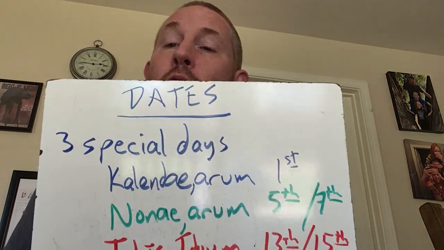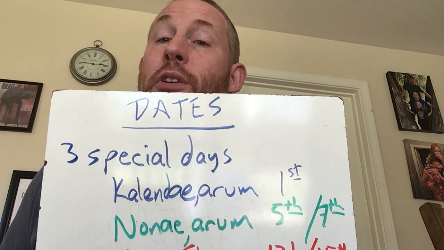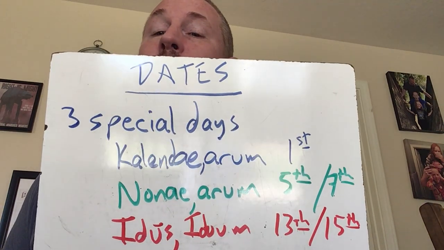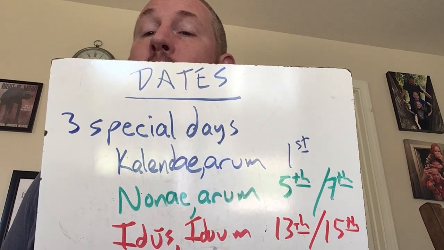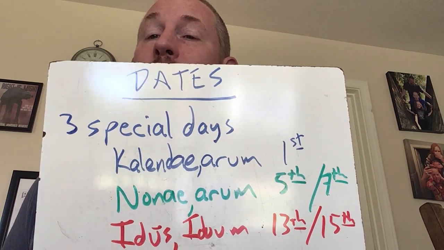Pardon me, one second. I mixed up the English and the Latin, so let's just get this done the right way for you. Like I was saying, there's the Nonae, Nonarum, which is the 5th or the 7th, and then there's the Idus, Iduum, which is the 13th or the 15th. So you might notice that there's some variance there.